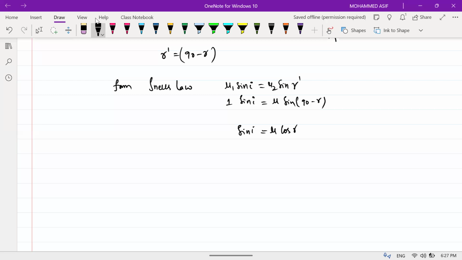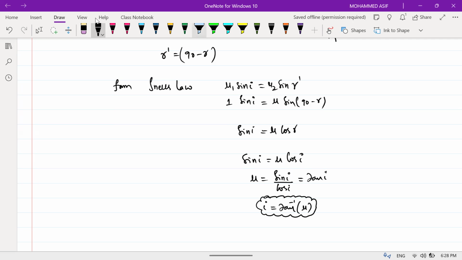Now that I is equal to R, I can write sine I is equal to mu into cos I. So mu is equal to sine I divided by cos I. Sine theta by cos theta is nothing but tan theta. So I is equal to tan inverse of mu. The angle of incidence I is equal to tan inverse of mu. This angle is also known as Brewster's angle.